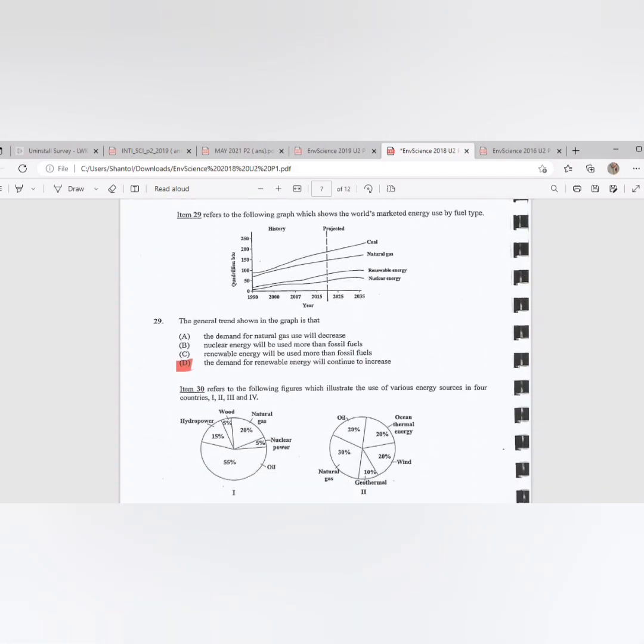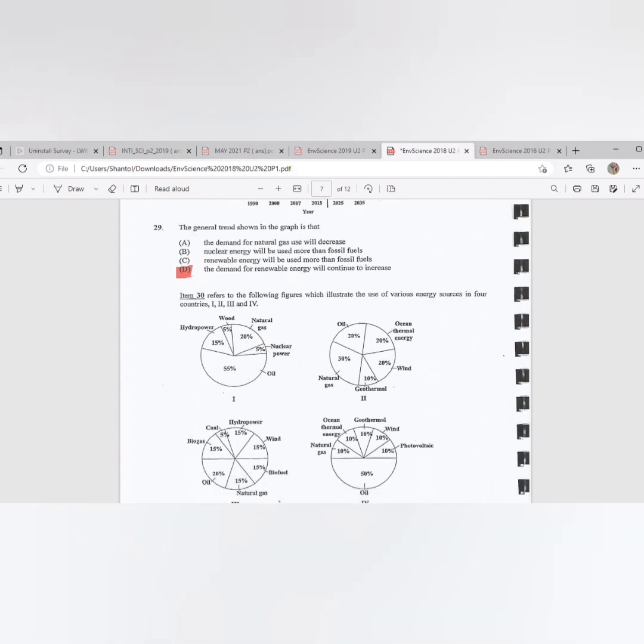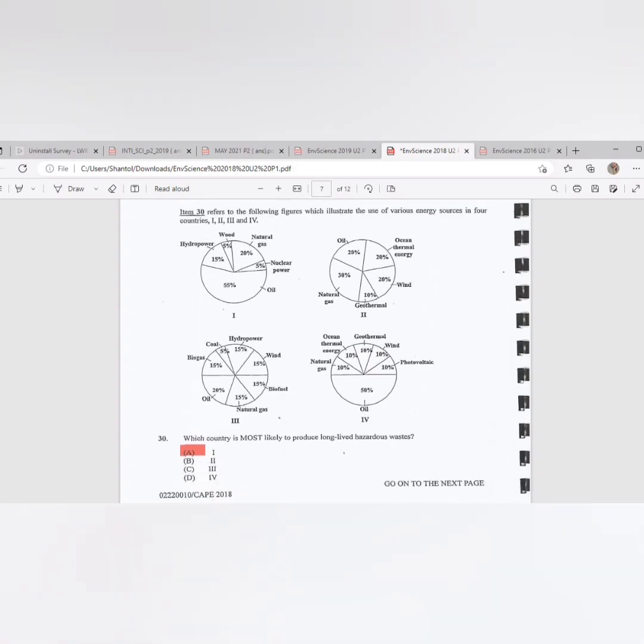Item 30 refers to the following figures which illustrate the use of various energy sources in 4 countries, I, II, III and IV. 30. Which country is most likely to produce long-lived hazardous waste? The answer is A, because it has nuclear power.